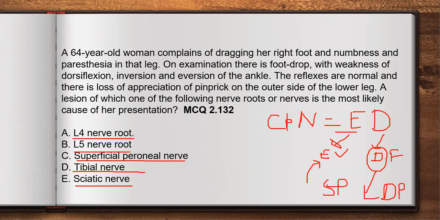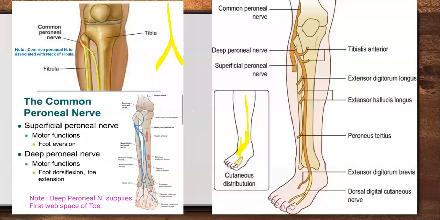Now, L4 nerve root, L5 nerve root. L4 nerve root, so this is the medial portion of your leg, right? This part, and this is the lateral part. Your medial portion of the leg is given by L4. Lateral part is given by L5. L4 nerve root, mainly L3 and L4. L3 is mainly around the knee in this area. L3, L4 give your knee jerk, but L5 doesn't have any reflex. Whereas S1, S2 gives your ankle jerk.